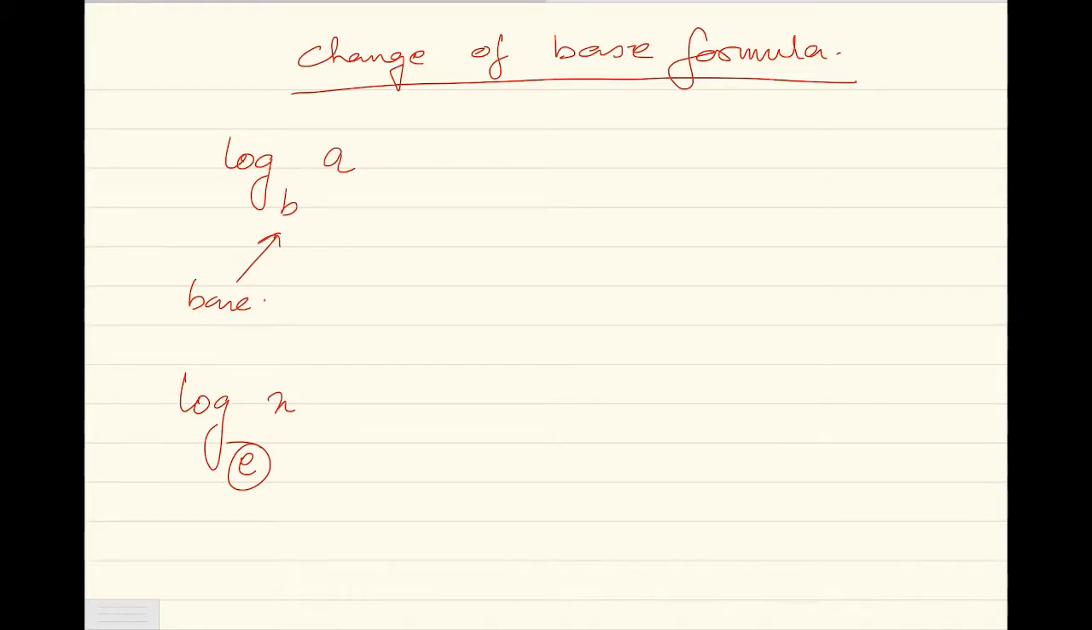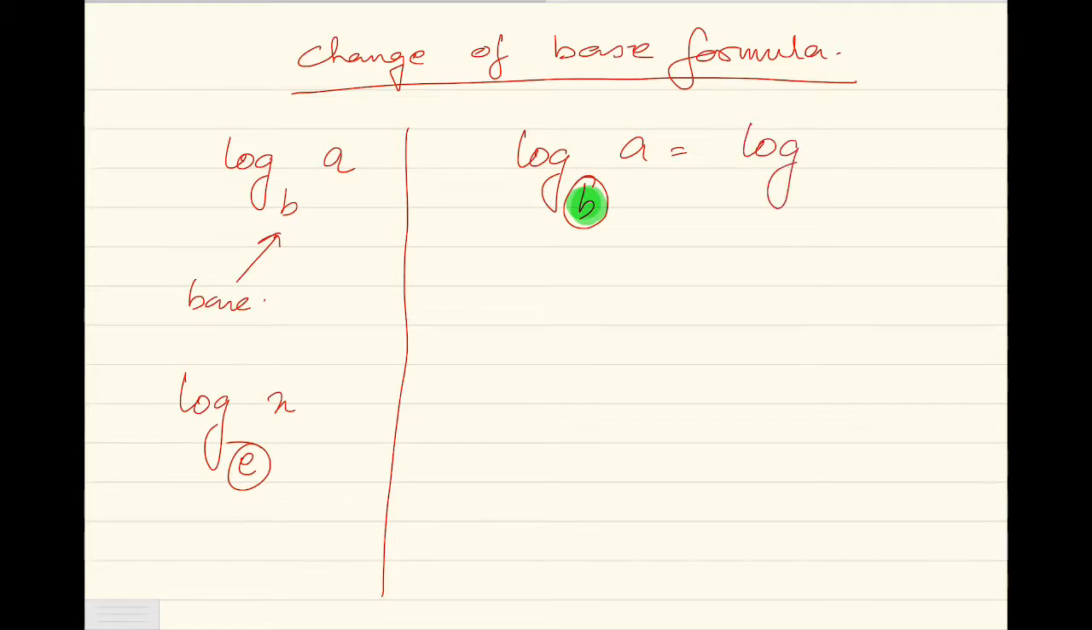Let's say I have something like this, logarithm of a to the base b. Suppose I want to change this highlighted base b to something else, let's say c. How does it work? The formula says you just have to simply write log of a to the base c.